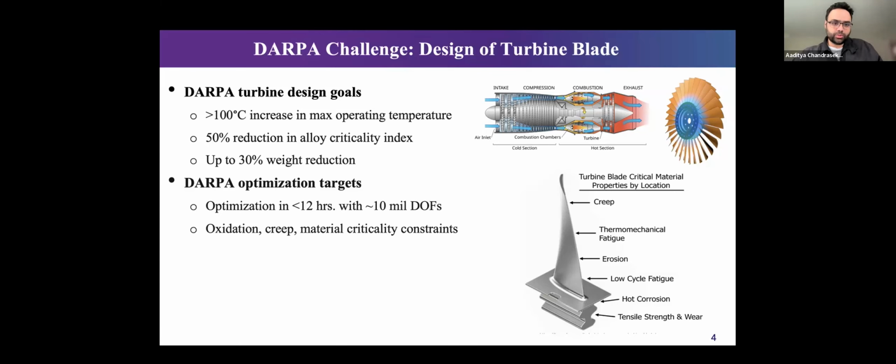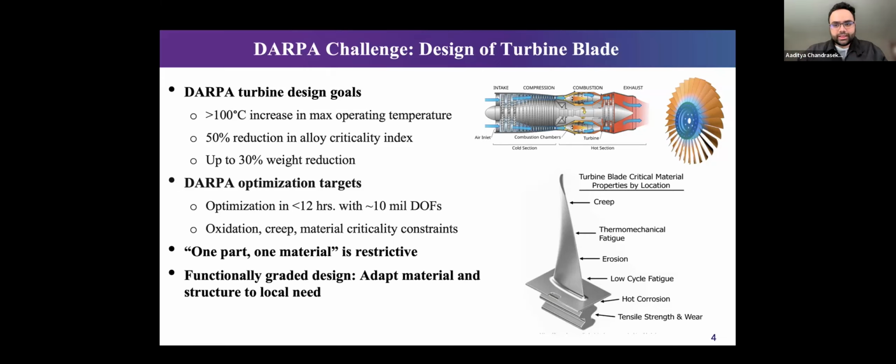And they want to achieve things like design optimization. Their goal is to also achieve this within a 12-hour time frame, on a decked out computer with about 10 million degrees of freedom, and they want to consider oxidation, creep, and other kinds of design constraints.